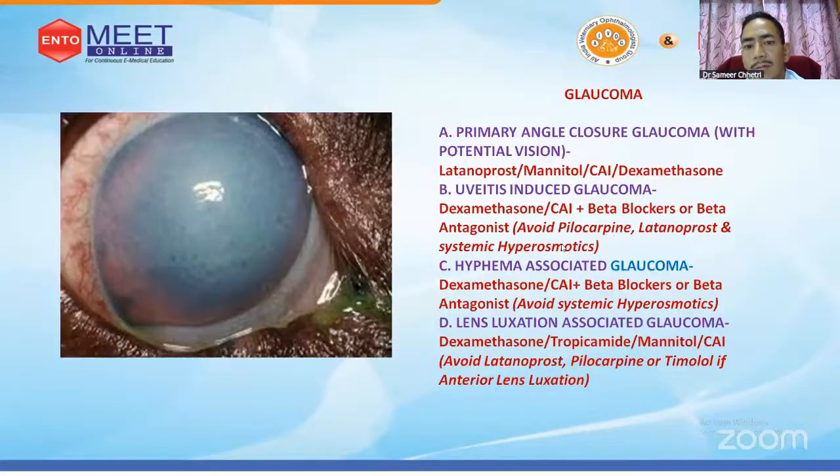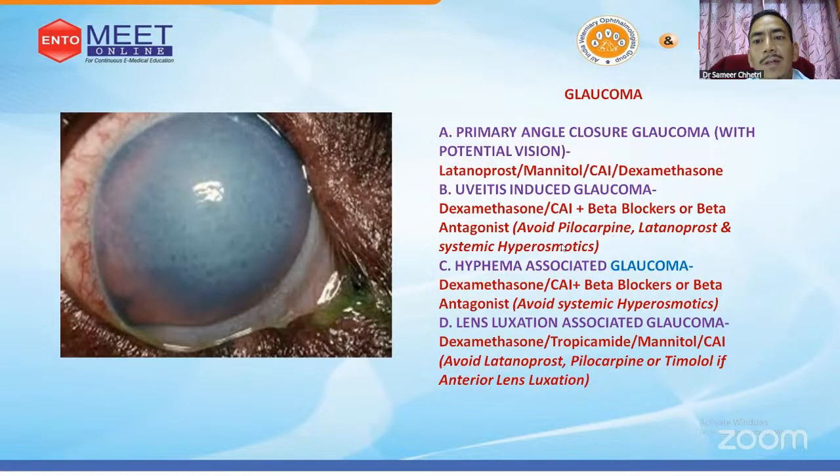Talking about the emergency glaucoma condition, primary angle closure glaucoma with potential vision loss. In this we will be using a prostaglandin analog like latanoprost, or a hyperosmotic solution like mannitol, a carbonic anhydrase inhibitor, and dexamethasone. Latanoprost, we all know, opens the uveoscleral flow of the aqueous humor by acting on the ciliary body.